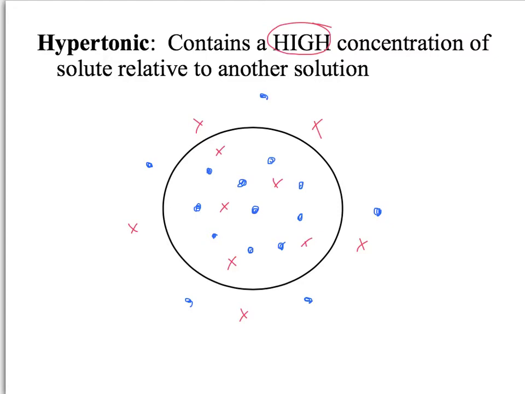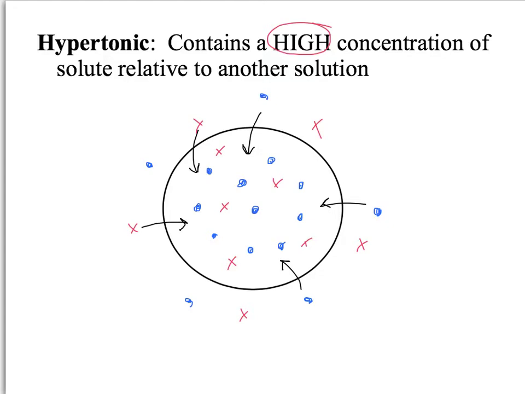So in order to even out the concentration, because right now the inside of the cell is highly concentrated with glucose, the best way to do that, since the glucose can't move, is to move water in. So the water is going to come in and essentially dilute the glucose in the cell.